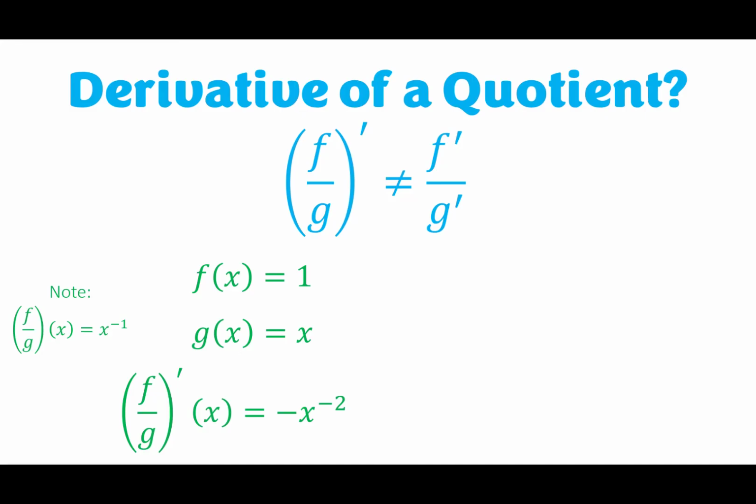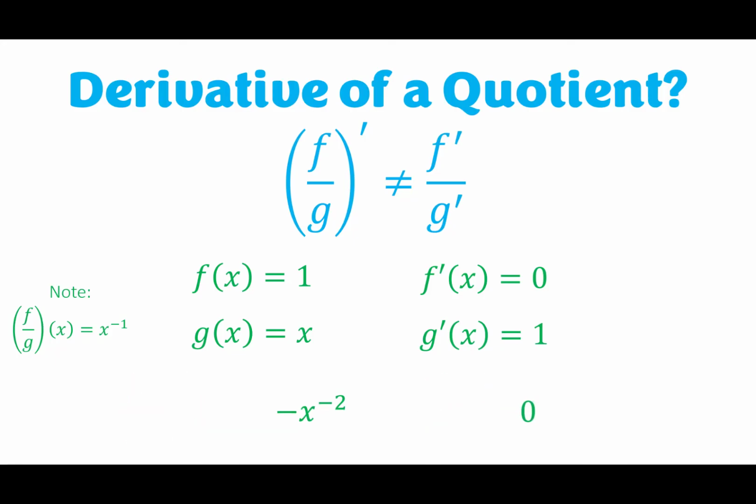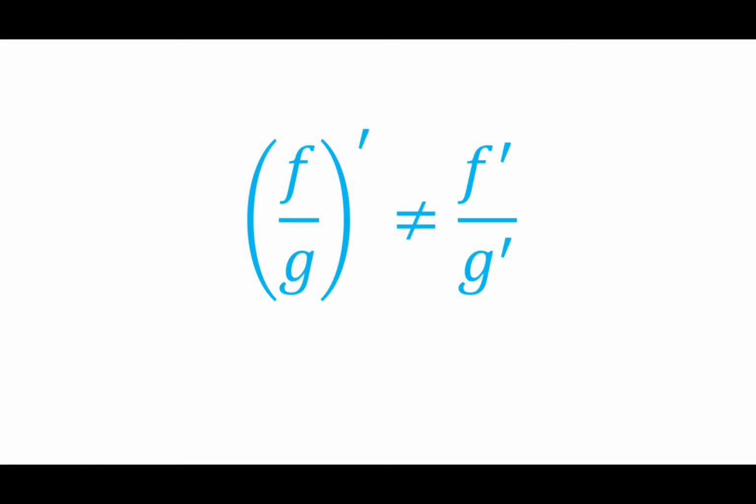But now let's look at what the derivative of f is. Well, that's 0. Derivative of g, that's 1. So the derivative of f divided by the derivative of g is 0. And look at that, those two are not equal to each other. So we have shown the derivative of a quotient is not equal to the quotient of its derivatives.